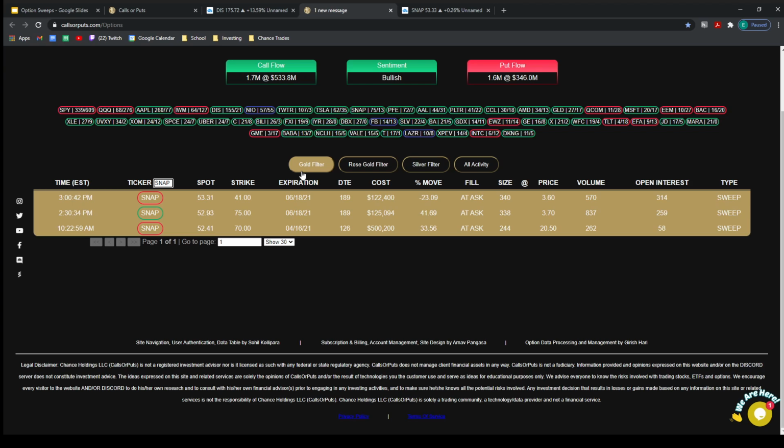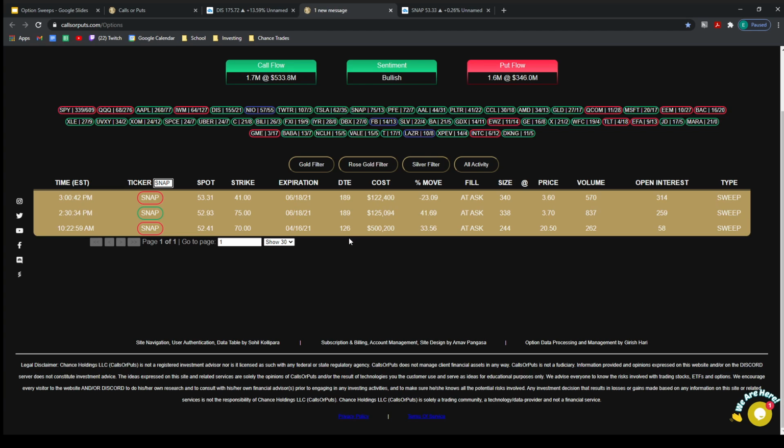The second example is an example of an opening position. So a great example would be there were Snapchat puts on Friday, as you can see by the red circle here, and the trader spent $500,000 here, so it is a very aggressive order.